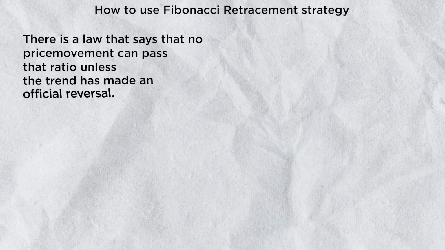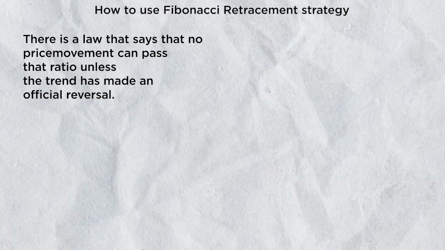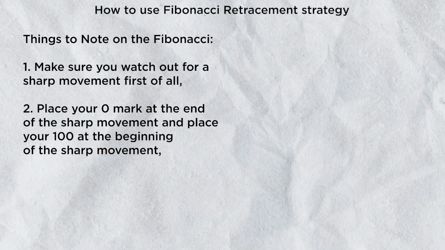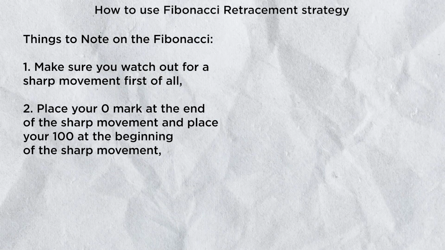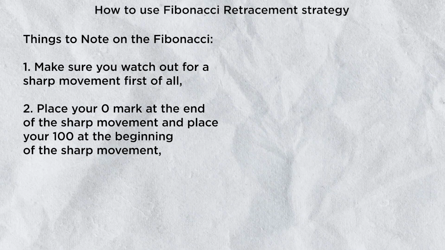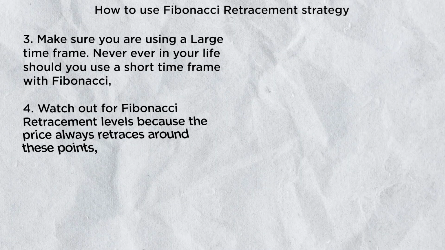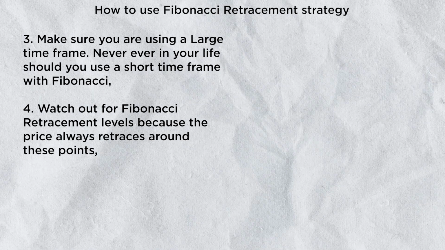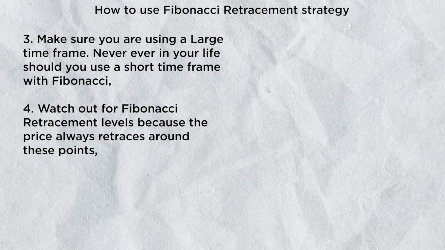There is a law that says that no price movement can pass that ratio unless the trend has made an official reversal. Things to note on the Fibonacci: 1. Make sure you watch out for a sharp movement first of all. 2. Place your 0 mark at the end of the sharp movement and place your 100 at the beginning of the sharp movement. 3. Make sure you are using a large time frame. Never ever in your life should you use a short time frame with Fibonacci.